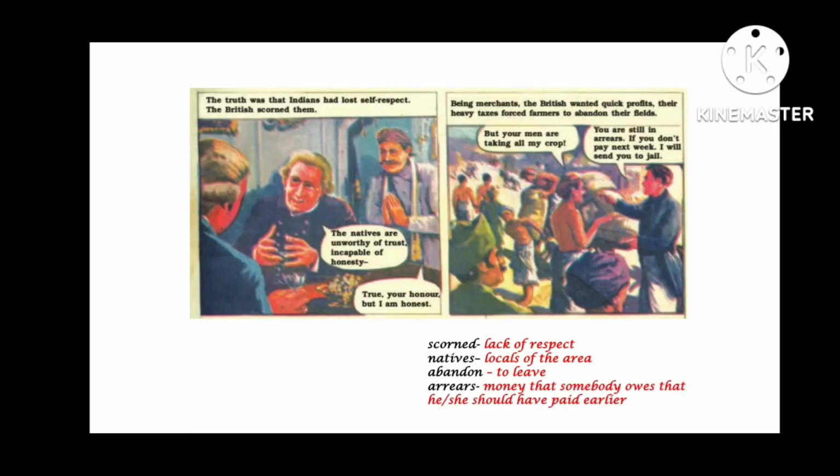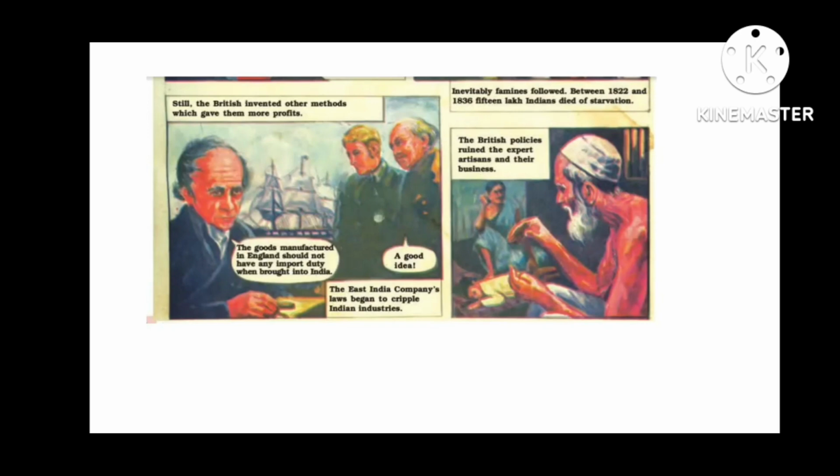Arrears means money that somebody owes that he or she should have paid earlier. Farmers were being ruined completely because of the heavy taxes. If they were not able to pay taxes, the British used to take their crops or their fields, and they also used to threaten them by putting them into jail. Still, the British invented other methods which gave them more profit.